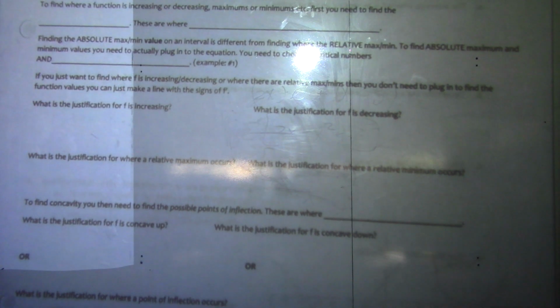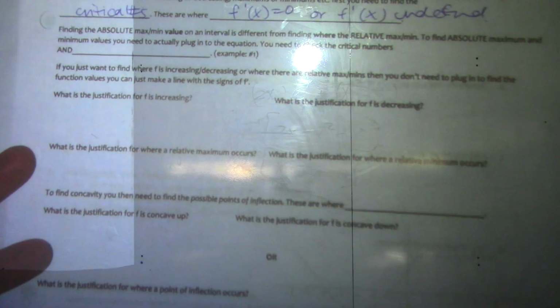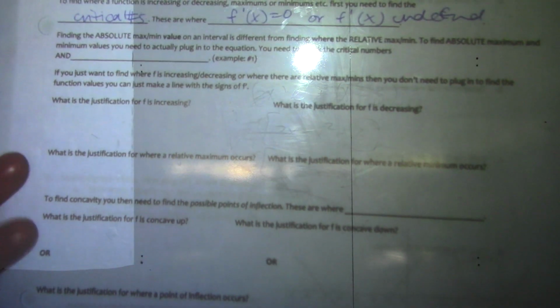Right, when we are finding increasing, decreasing, max, min, concavity, etc. of functions, the first thing we need to do is find the critical numbers. So these are where f prime of x equals 0 or where f prime of x is undefined. Either one works.